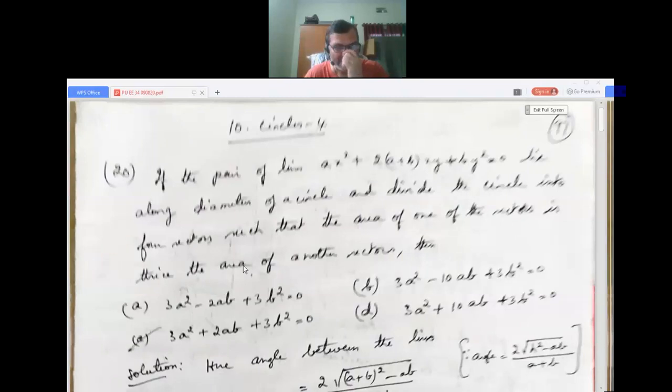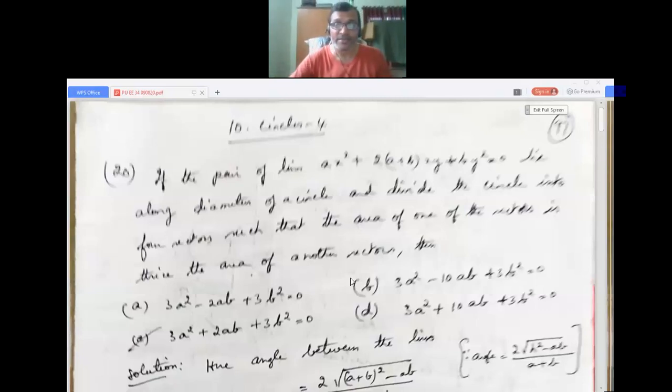If the pair of lines ax squared plus 2(a plus b)xy plus by squared equals 0 lie along the diameters of a circle and divide the circle into 4 sectors, such that the area of one of the sectors is thrice the area of another sector.